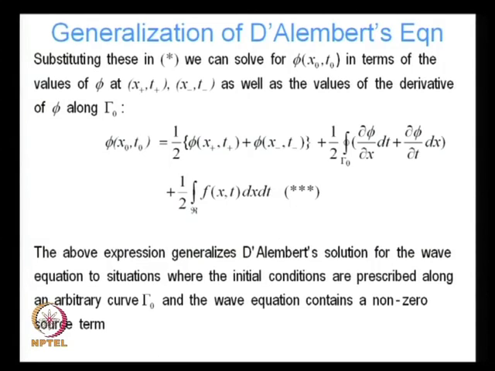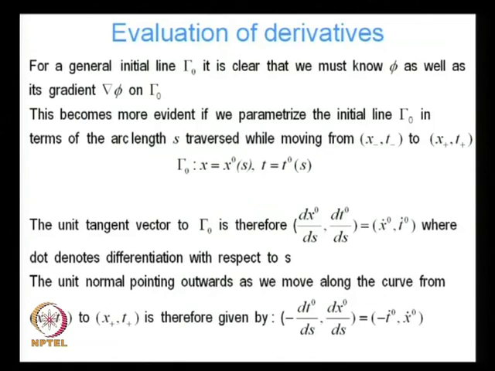So, for the non-homogeneous wave equation with non-standard initial conditions, non-standard meaning initial conditions not all given at t is equal to 0, this is my solution to the wave equation. For a general line, I said at the beginning that not only must we know phi on gamma 0, we must also know the dot product of the gradient of phi in the normal direction. Basically, I must know the normal derivative of phi along gamma 0.